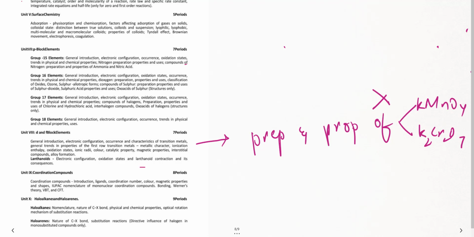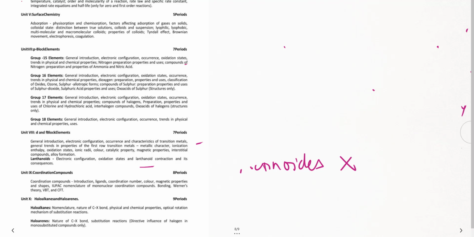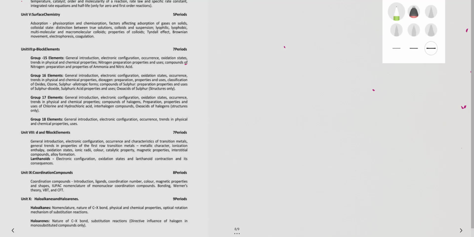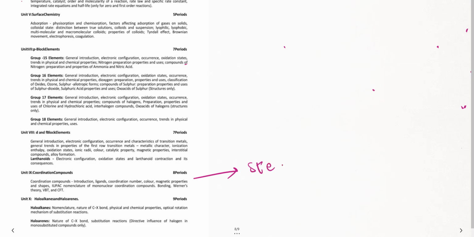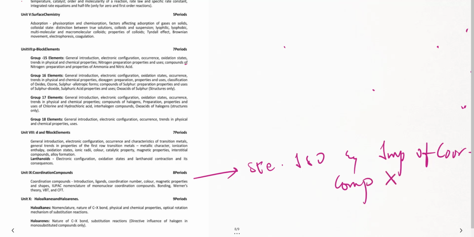And the topic which is missing here is actinoids. Actinoids is the topic which they have completely deleted. Now, coordination compounds. If I have to come to this chapter, let me use the eraser. Right. So, in coordination compounds, the topics which are deleted are stereoisomerism and importance of coordination compounds. They have taken out these two topics. It is not there here.